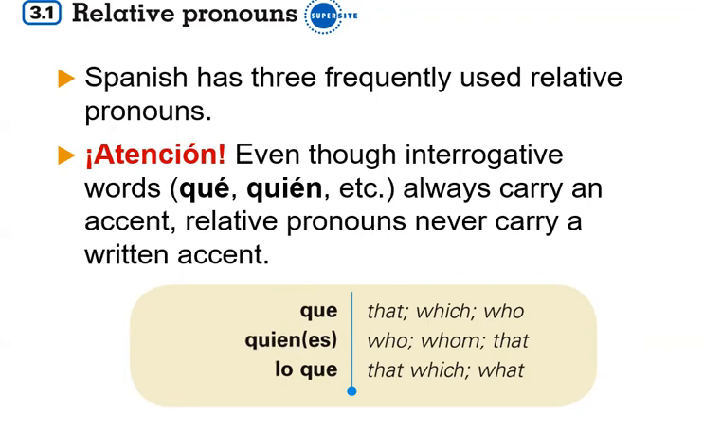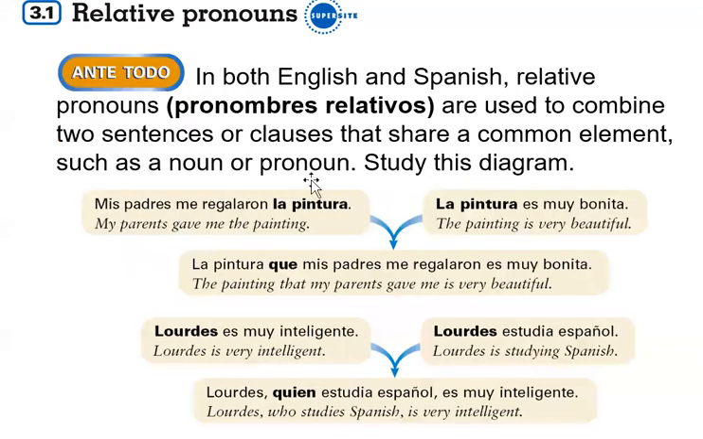So relative pronouns que and quien, let me show you how we use them. What they do is they combine common elements between two different sentences or clauses. So in this sentence, we've got mis padres me regalaron la pintura. In this sentence, la pintura es muy bonita. So my parents gifted me this painting. The painting is very pretty. This is la pintura here, la pintura here. We are talking about the painting twice.